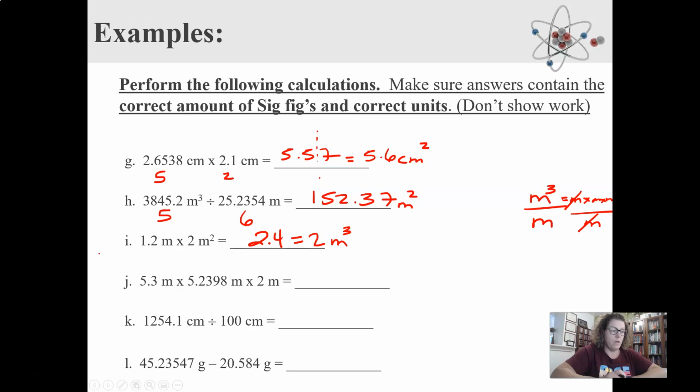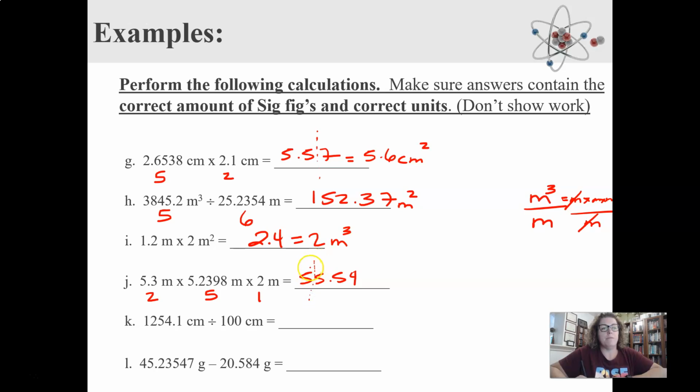5.3 multiplied by 5.2398 multiplied by 2. So I see I have 2 sig figs here, I have 5 here, and I have 1 here. So I don't need any value besides just 1 sig fig. So the calculator says 55.54. We'll just keep going because I only need 1 sig fig. So I'm going to be cutting it right here.